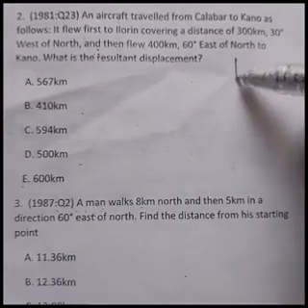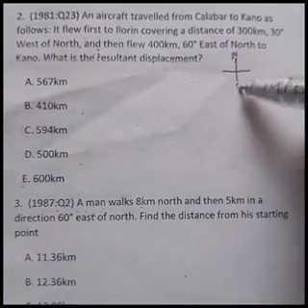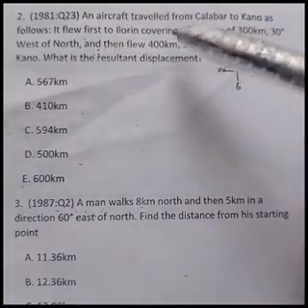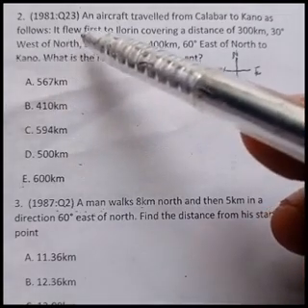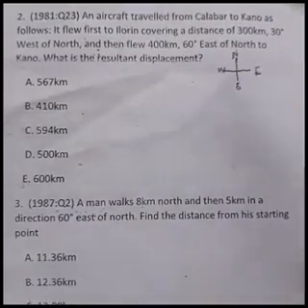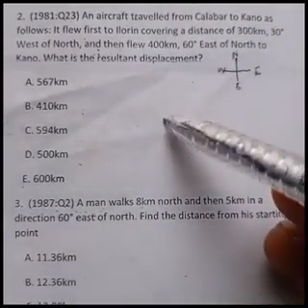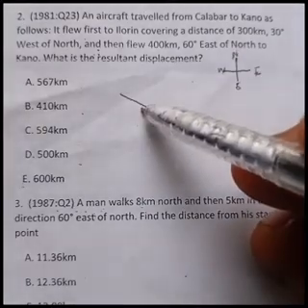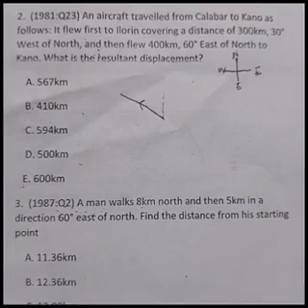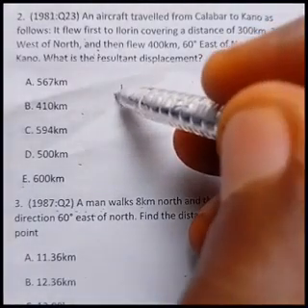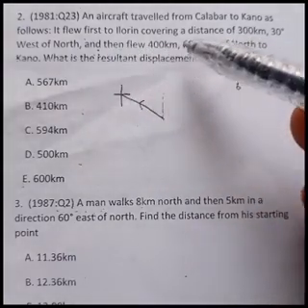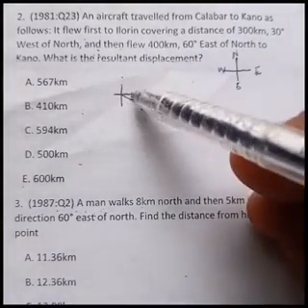Now, question 2. Before that, we should know the 4 cardinal points: north, south, east, west. So, an aircraft traveled from Calabar to Kano as follows. It flew first to Ilorin, covering a distance of 300 kilometers, 30 degrees west of north. So this is north, this is west. So something like this, up like this. So west of north. And then when it got here, it flew 400 kilometers, 60 degrees east of north.